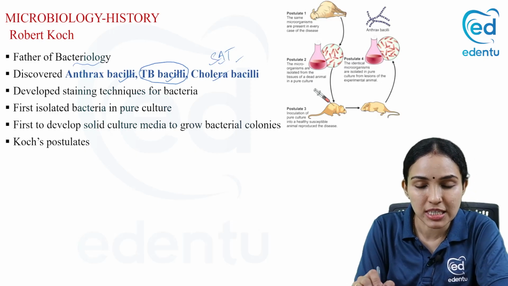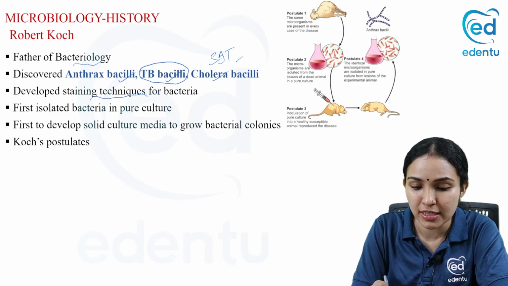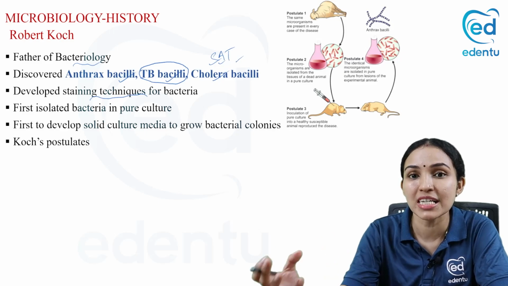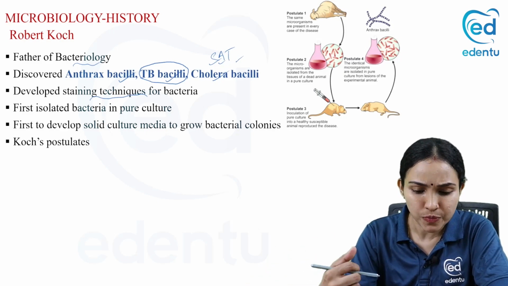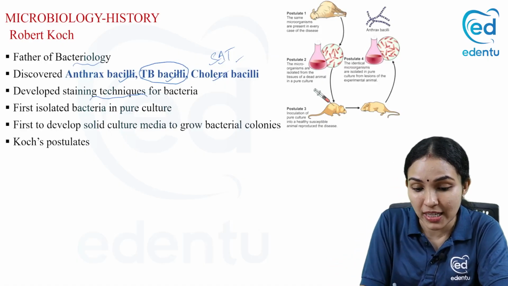All these discoveries were done by Koch, and he developed staining techniques for bacteria. He used simple stains which give more contrast to the bacteria, so they were more easily visible under the microscope. That was also introduced by Koch, and he first isolated bacteria in pure culture.